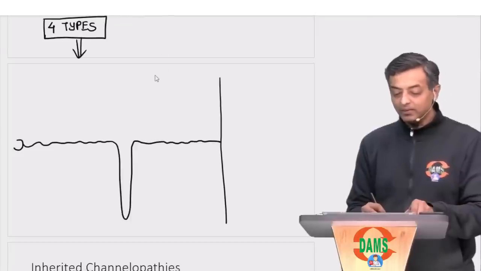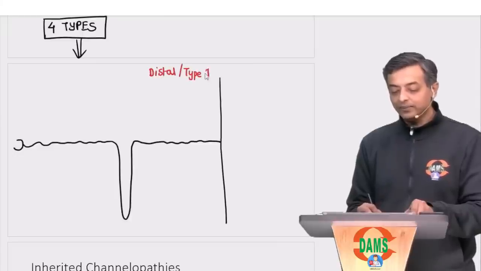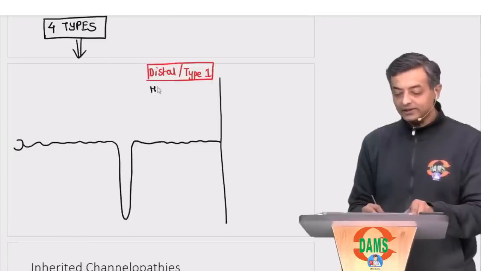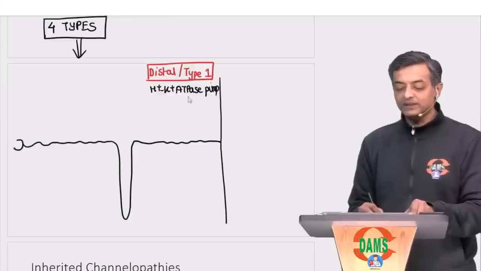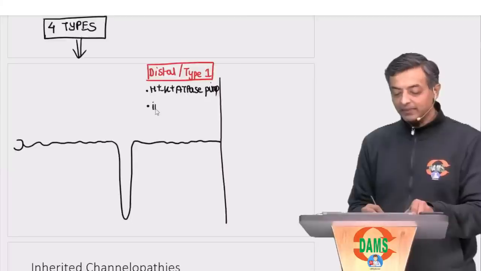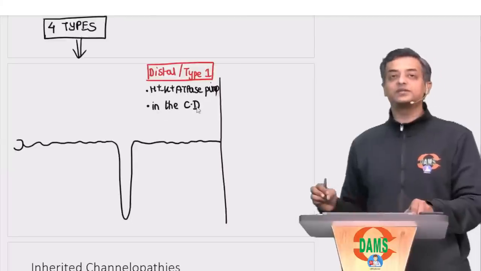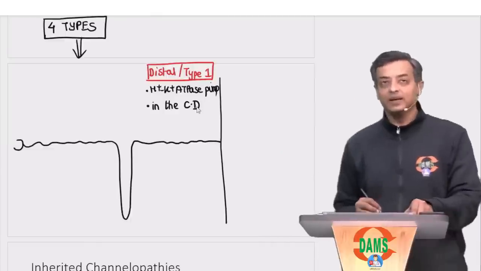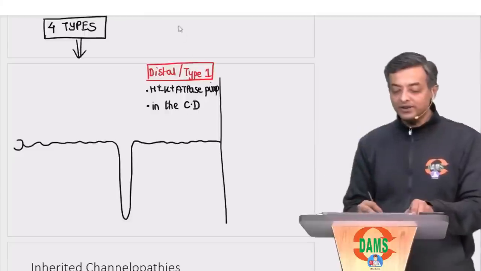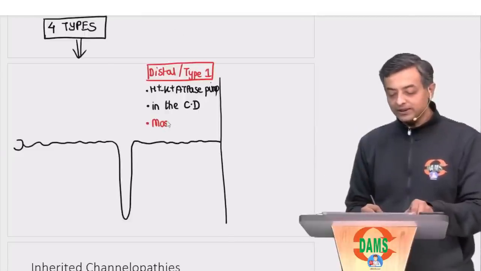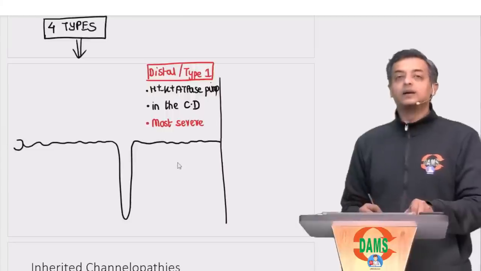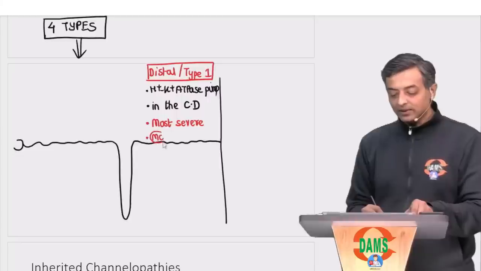The type 1, most important, we have got distal RTA or the type 1 RTA. The distal or type 1 RTA is the defect in the H+/K+ ATPase pump, which is the most important step. This pump is mainly present in the collecting duct. Since it is affecting the most important step, the distal RTA is the most severe type of RTA, and also the most common inherited type of RTA.